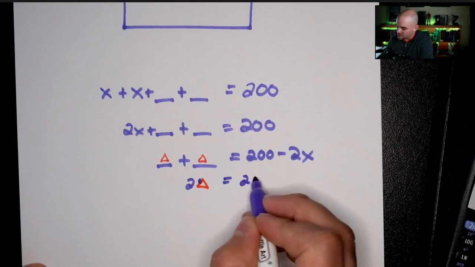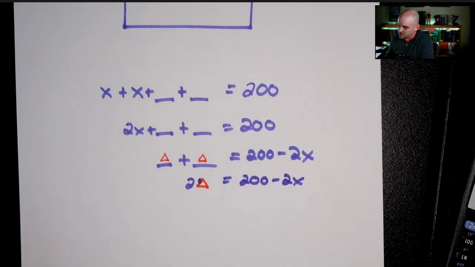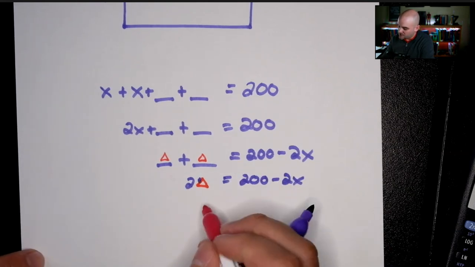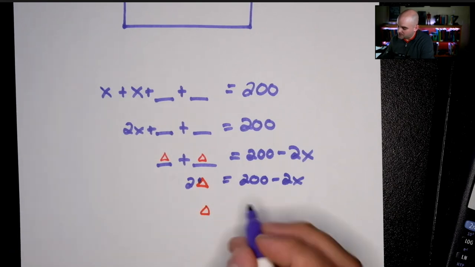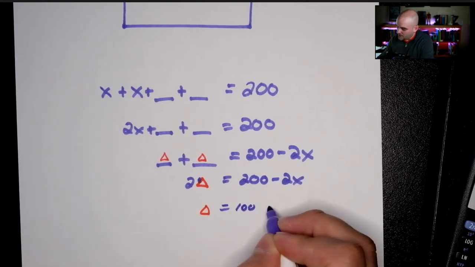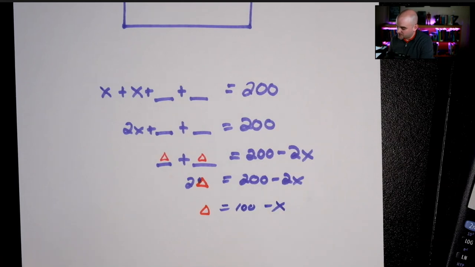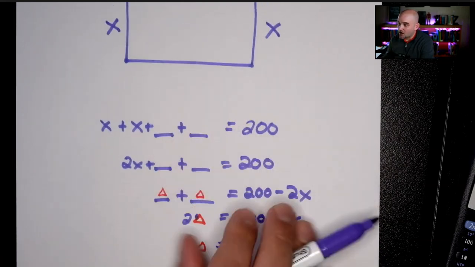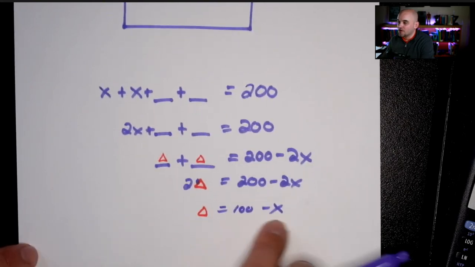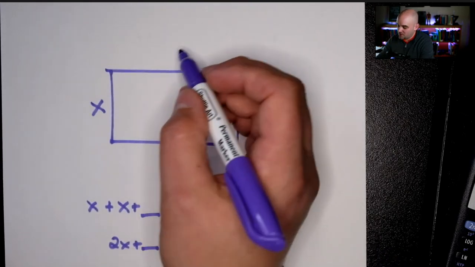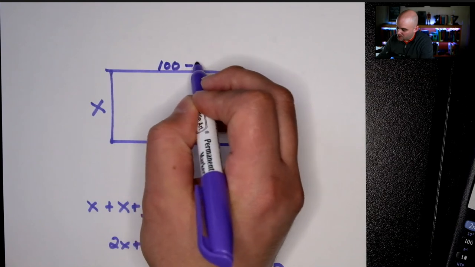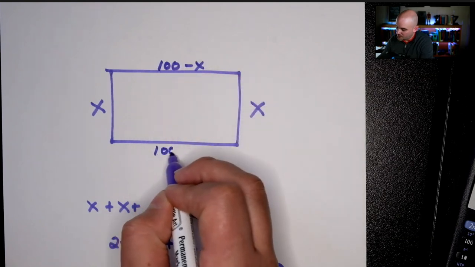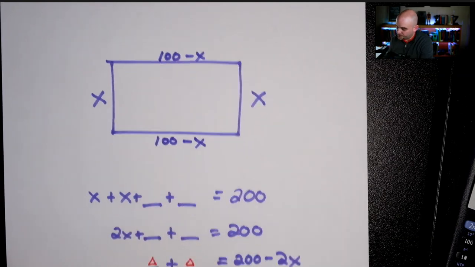And that equals 200 minus 2x. Divide both sides by 2, and I get a triangle is equal to 100 minus x. Or you can say that instead of calling it a triangle or y or whatever variable you want to call it, this is what this side must be. 100 minus x here and 100 minus x there.